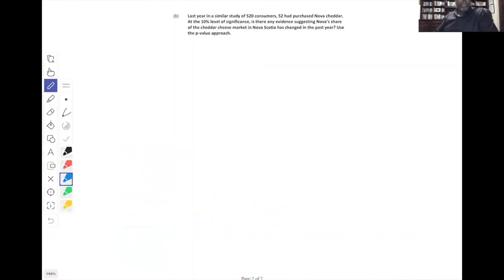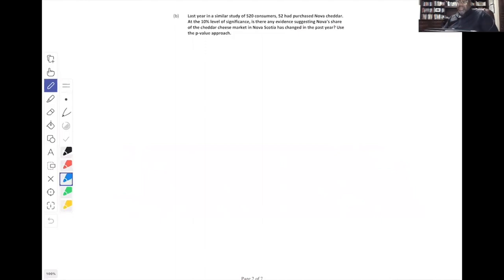So part B of this question says, last year in a similar study of 520 consumers, 52 had purchased Nova Cheddar. 52 out of 520, so that's basically 10%. So clearly, the evidence is suggesting that there's been an increase over last year. Last year 10%, this year we're now 20%. So at a 10% level of significance, is there any evidence to suggest that Nova's share of the cheddar cheese market in Nova Scotia, it's a tongue twister, has changed in the past year.